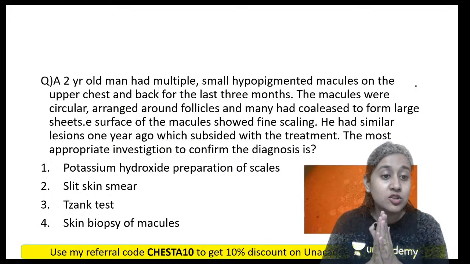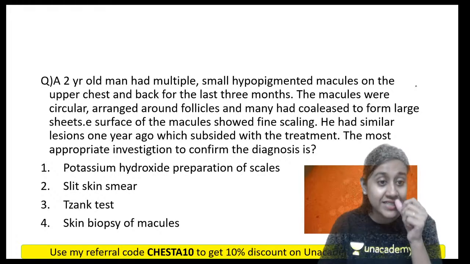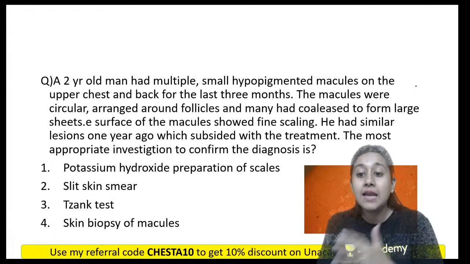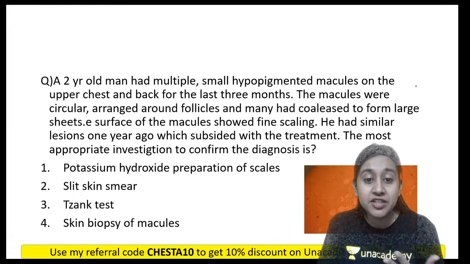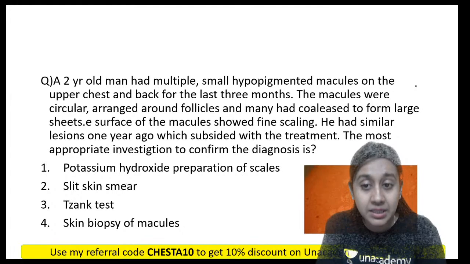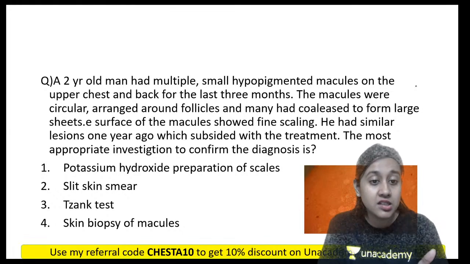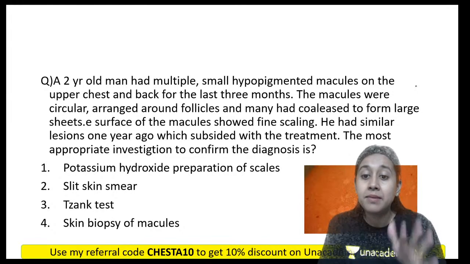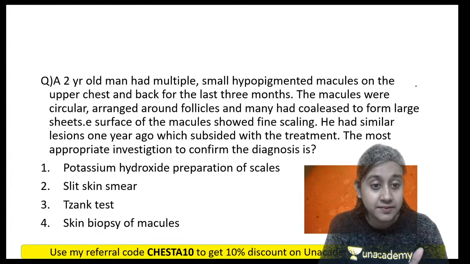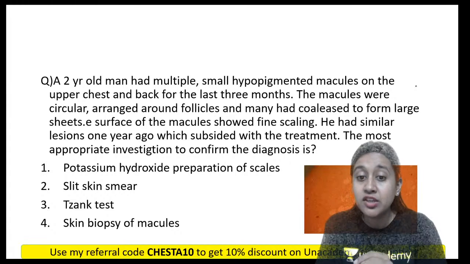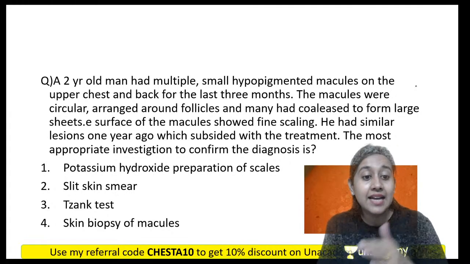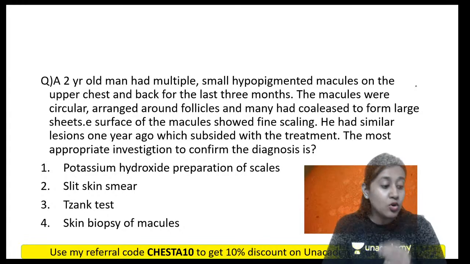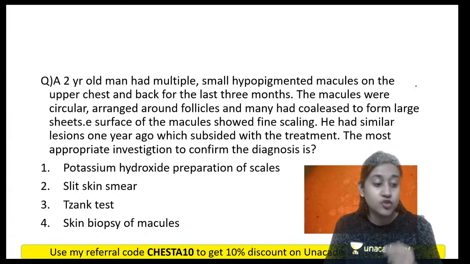Now this is an image based question. The question says that a 2-year-old man had multiple small hypopigmented macules on the upper chest and back for the last 3 months. The macules were circular, arranged around the follicles, and may have coalesced to form large sheets. The surface of the macules shows fine scales, and he had a similar lesion 1 year ago which subsided with treatment. The most appropriate investigation of choice is.